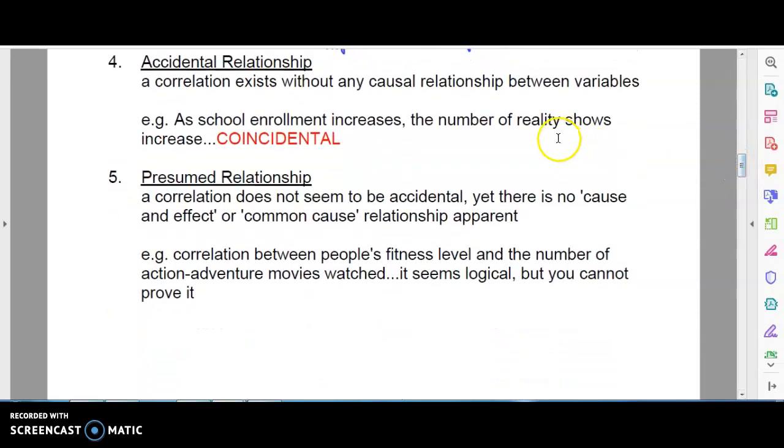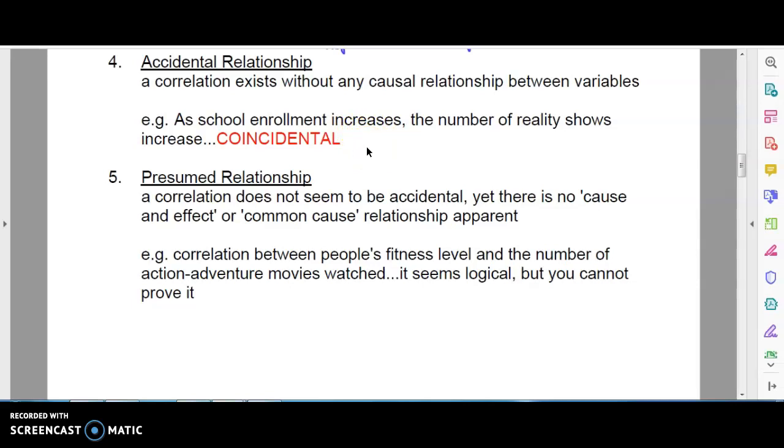Number four, you could have a totally accidental relationship. So a correlation exists without any causal relationship between the variables. So example, as school enrollment increases, the number of reality shows increases. So that's totally accidental, or you can say totally coincidental. There's no actual causal relationship between school enrollment increasing and the number of reality shows increasing.